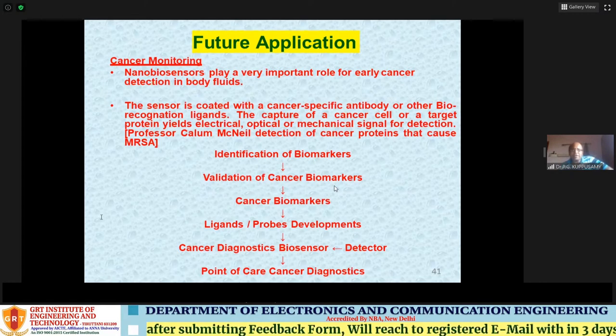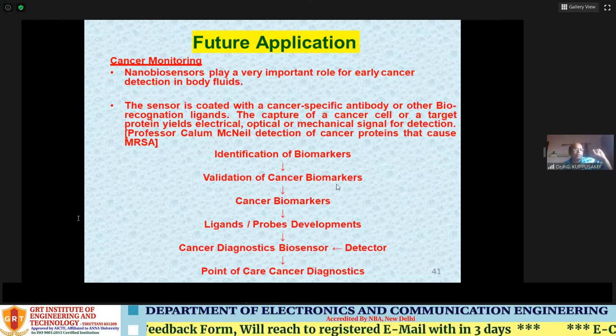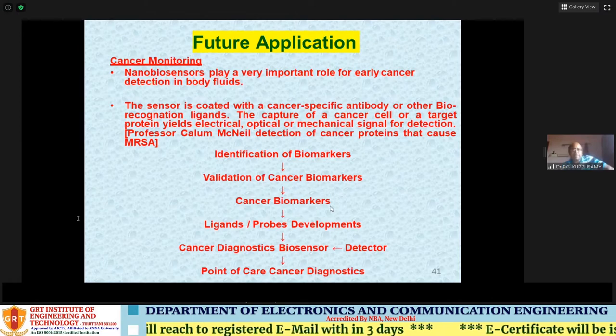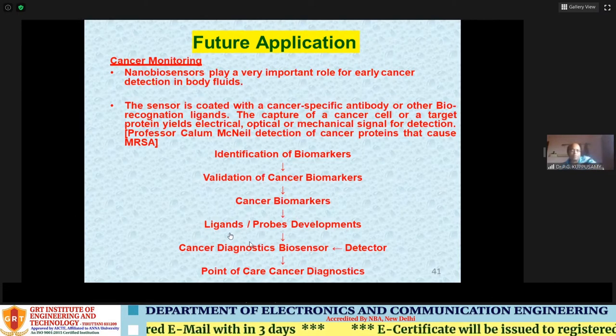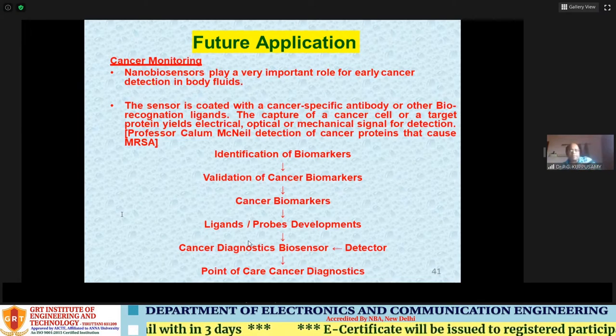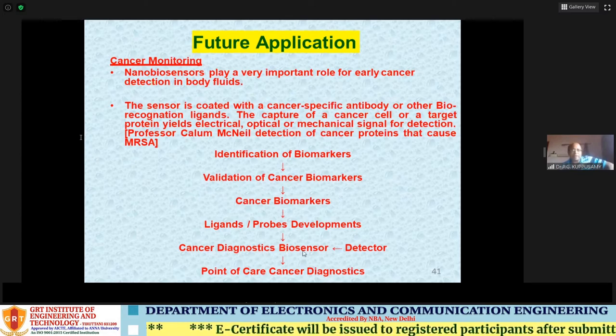Validation means it is defined with respect to how the biomarker is operating. Cancer biomarkers, ligands and probe development. So you have to probe it from the corresponding place, from the issues, from the problem. Cancer diagnostic biosensor, detector and point-of-care cancer diagnosis system.